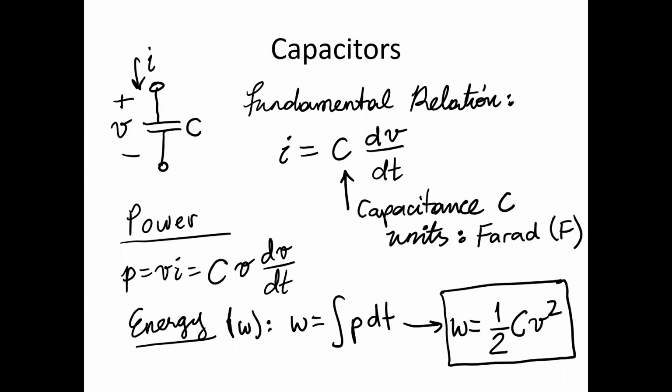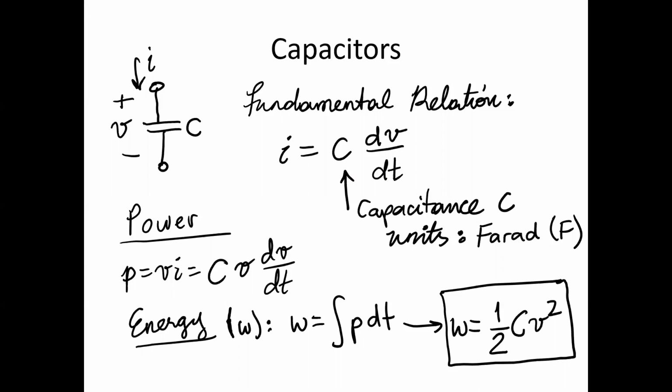If you substitute the fundamental relation for the capacitor into the power equation, you can see that the power is equal to C times V times dV/dt. The important thing when considering the power, however, is just as with Ohm's law, we have to use consistent signs according to the sign convention. The power is written with a positive sign if the current is entering the positive terminal of the capacitor, and with a negative sign if the current enters the negative terminal of the capacitor.